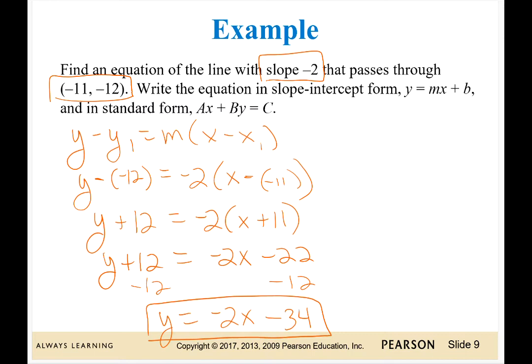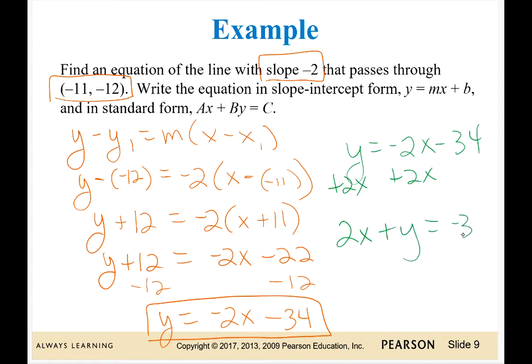And then if you want to get into your standard form, notice you need the x's and the y's all on the same side. So I would take this and add it to both sides. So here we're starting in slope-intercept form. All right, so I'm going to add 2x to both sides, and I get 2x plus y equals negative 34. There is your standard form.